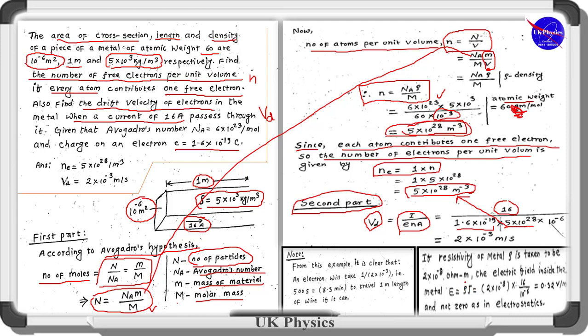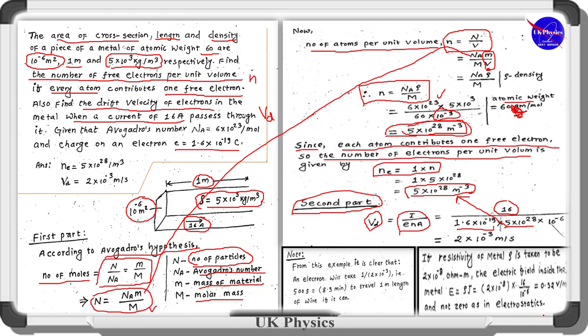So putting the value of this rho, this is the resistivity, and J is the current density. So this is the value of rho, and J is the current density, that means I upon A. I is 16 ampere, and A is the cross-sectional area, which is 10⁻⁶ as we have seen here. So finally we have the value for the electric field inside the metal, which is 0.32 volt per meter, and not zero. We have seen that the electric field inside the metal is not zero, as assumed in electrostatics.